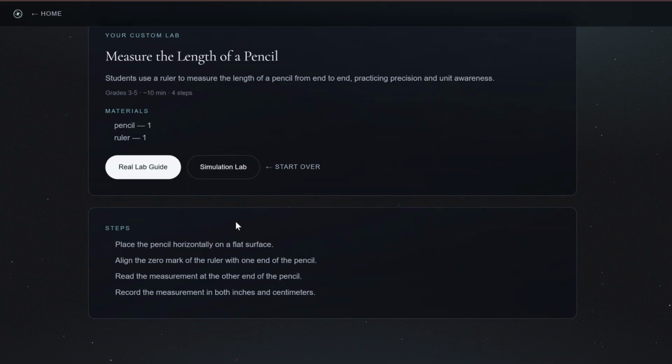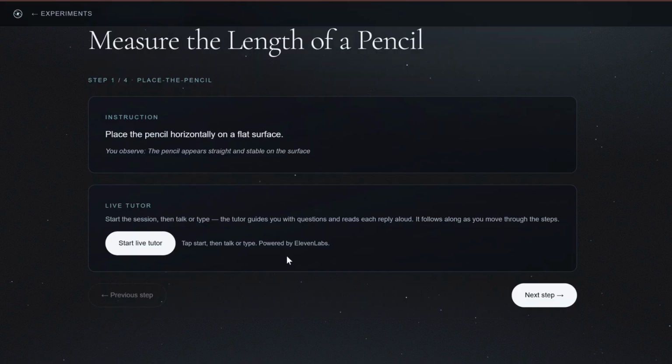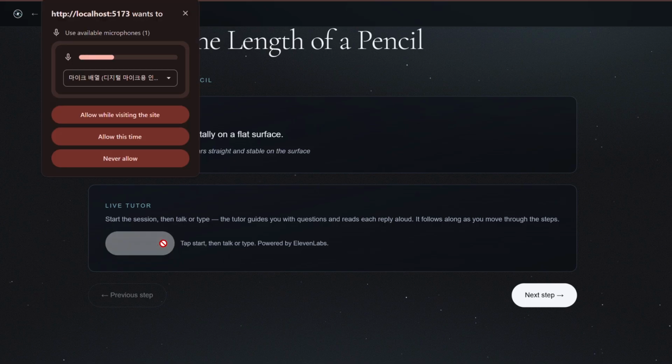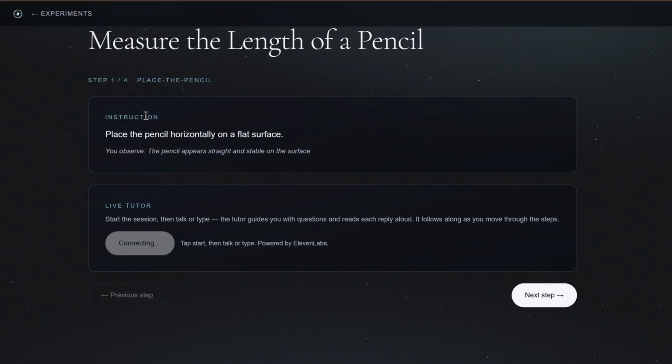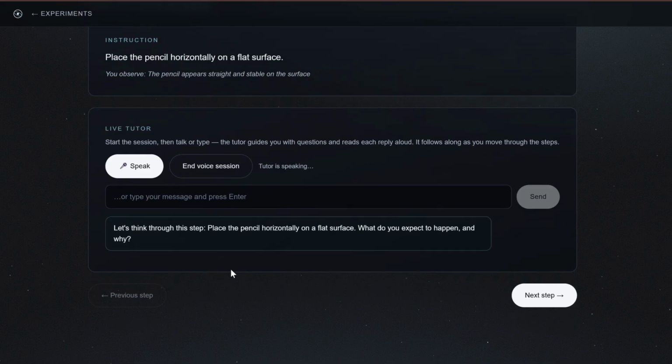And now I'm going to test out the simulation lab. So in the simulation lab, basically you talk to the AI agent about what you're doing, and it is powered by ElevenLabs. So I'm going to start my live tutor, and I'm going to allow this. Yeah, that's good. Let's think through this step. Place the pencil horizontally on a flat surface. What do you expect to happen and why?